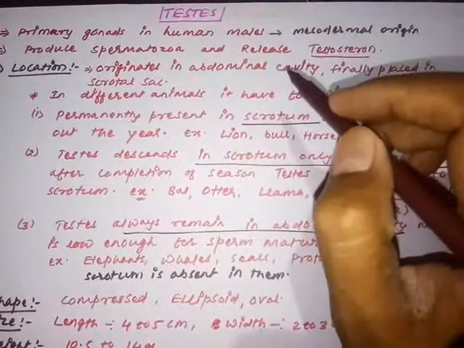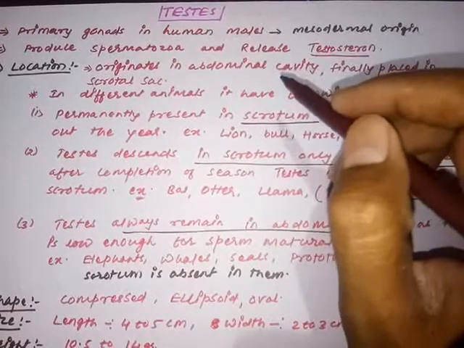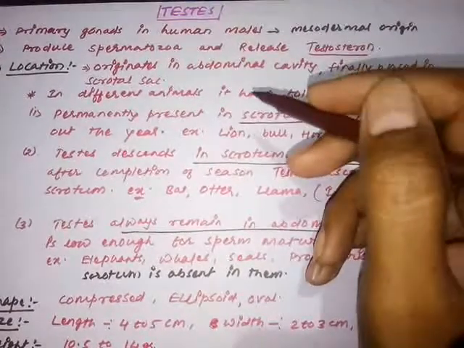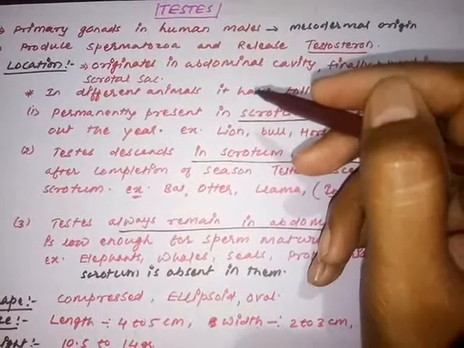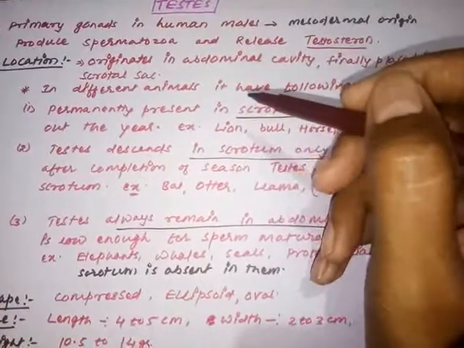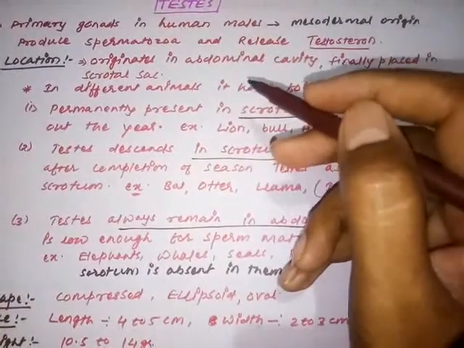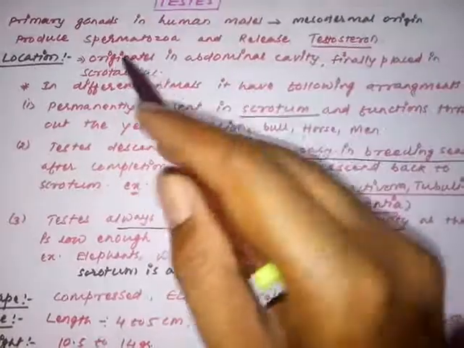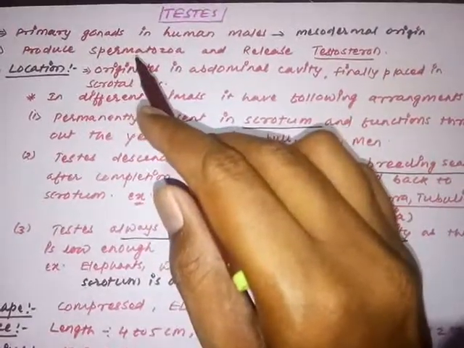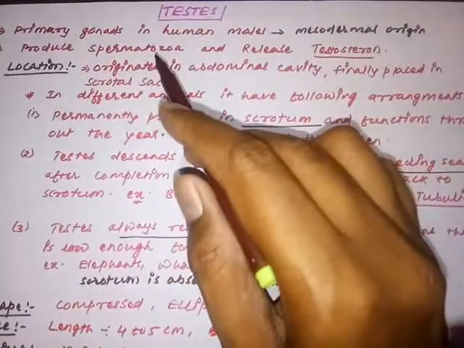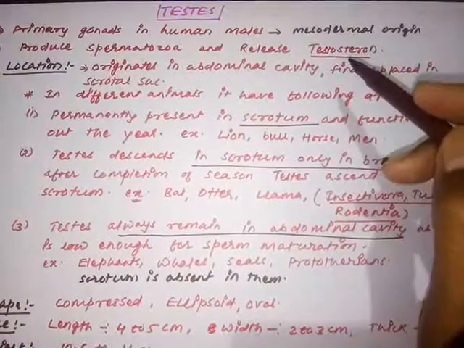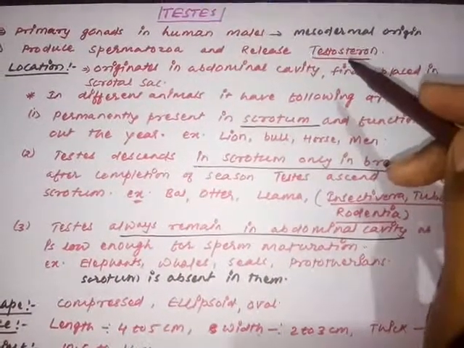In the previous lecture, we discussed the nature of the primary gonads. Primary gonads means the structures which are going to form the gamete cells and release the hormones. So here the testis is going to form the spermatozoa and release the male sex hormone, that is called testosterone.